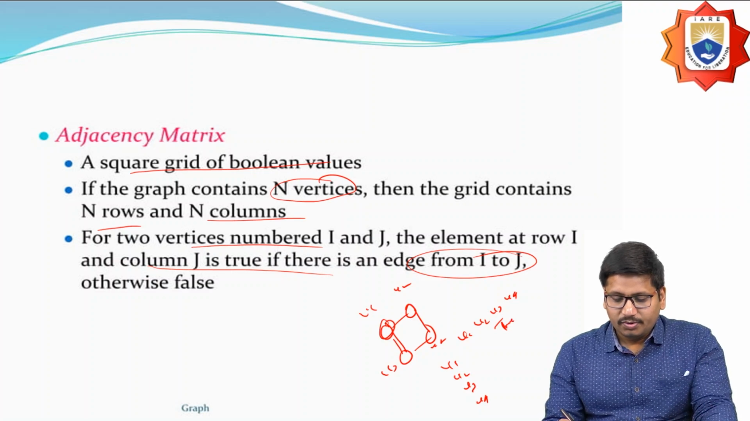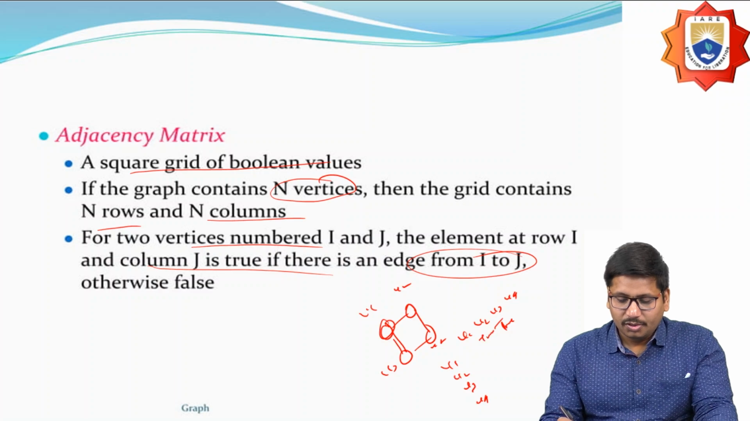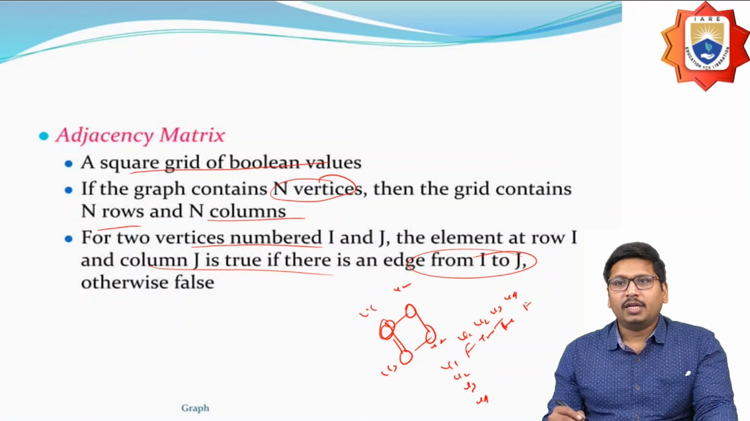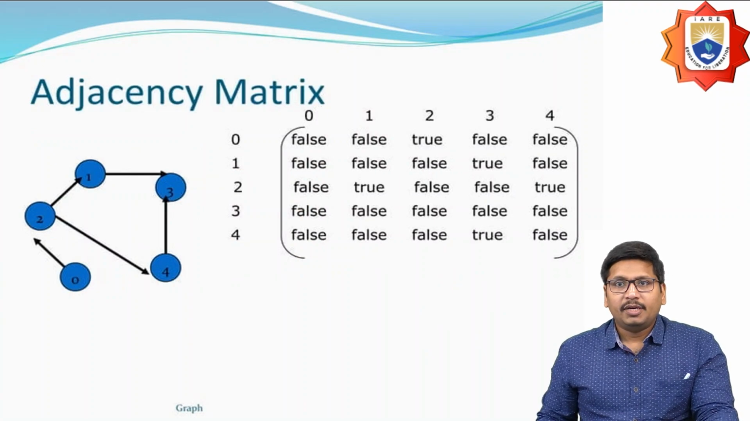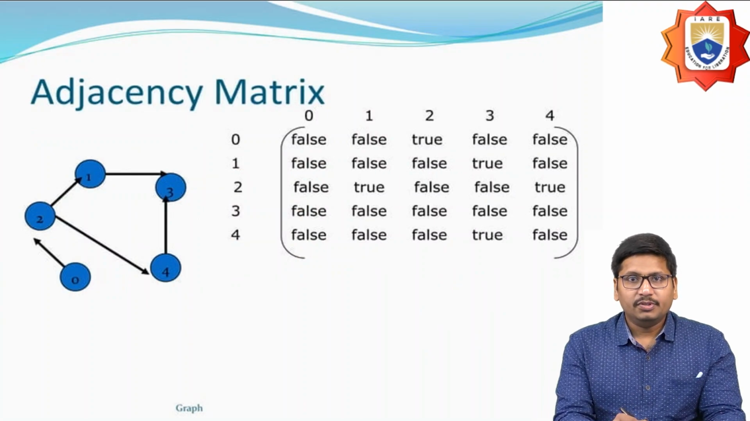And if there is an edge from V1 to V2, true. Then remaining all should be false. Like this, I have to concatenate. So the adjacency matrix should be represented like this. So this is the given graph.